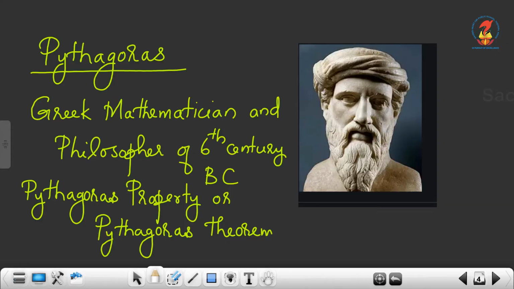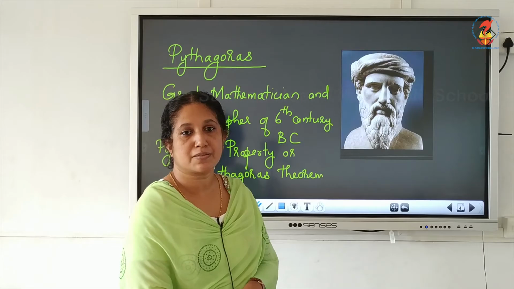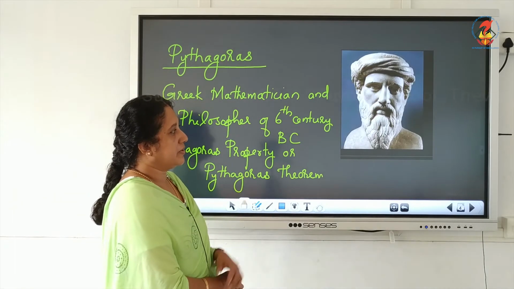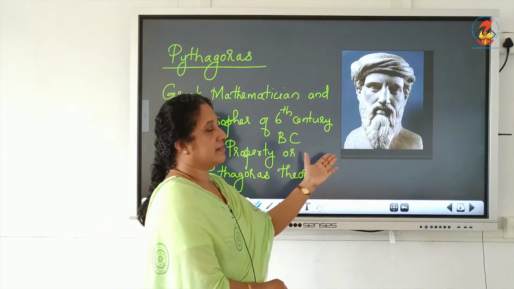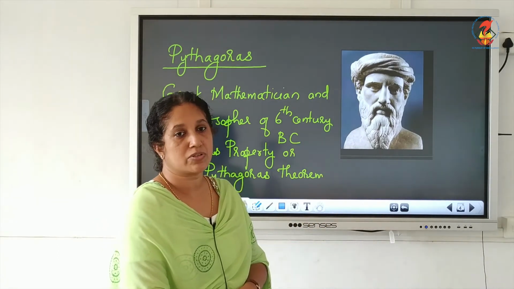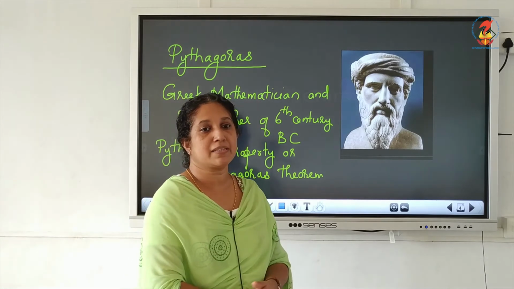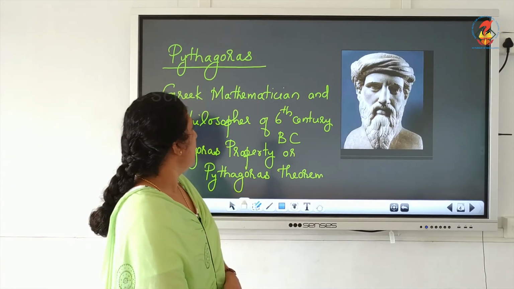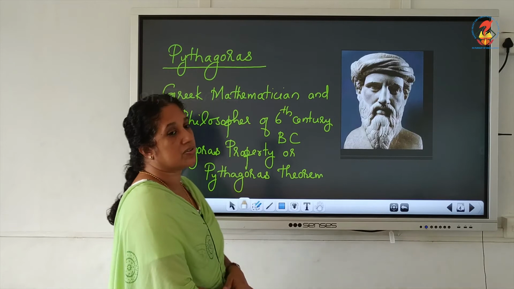Now when we talk about the right angle triangles, we have one important property regarding the right angle triangles. The name of the property is Pythagoras property. Then who is this Pythagoras? Now you can see the picture of this great Greek mathematician. He was a great Greek mathematician and philosopher of 6th century BC.